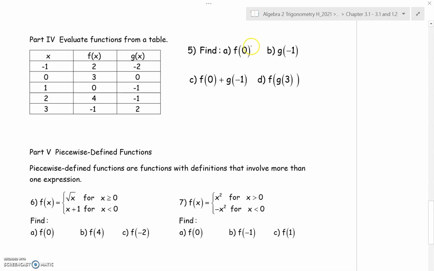Okay, let's see how you did. So for the first question, notice I'm asking you for f of 0. So really, you don't even need g of x at all. So this says when x is 0, what is f of 0? When x is 0, the input is 0, what is the output, or what is f of x on the function f? What is the y-coordinate? So notice when x is 0, the y-coordinate is 3 on f of x.